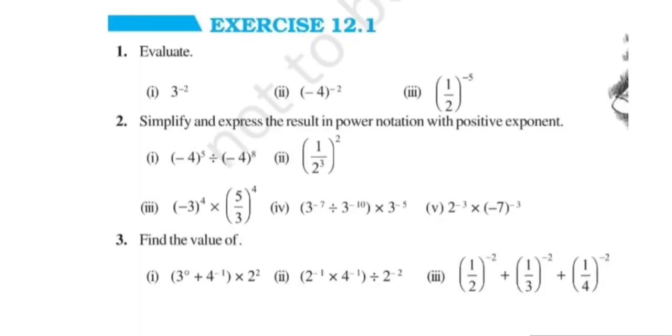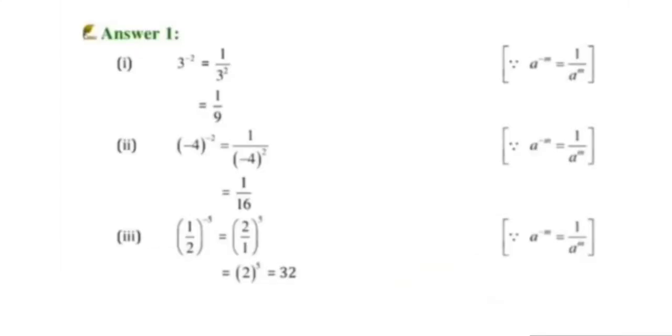Now see exercise 12.1. Question number 1. Evaluate. Number 1, 3 raised to minus 2. So as I told the identities, here we will use identity a raised to minus m is equal to 1 upon a raised to m. So this 3 raised to minus 2 we can write 1 upon 3 square, and 3 square means 9. So answer is 1 upon 9.